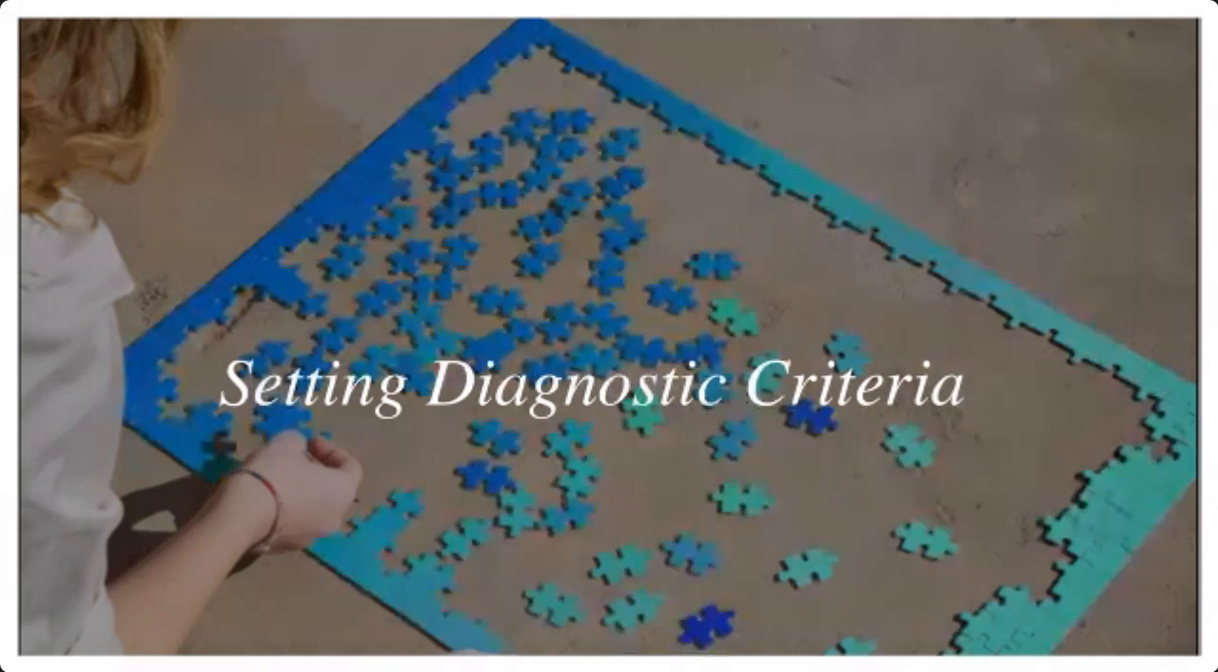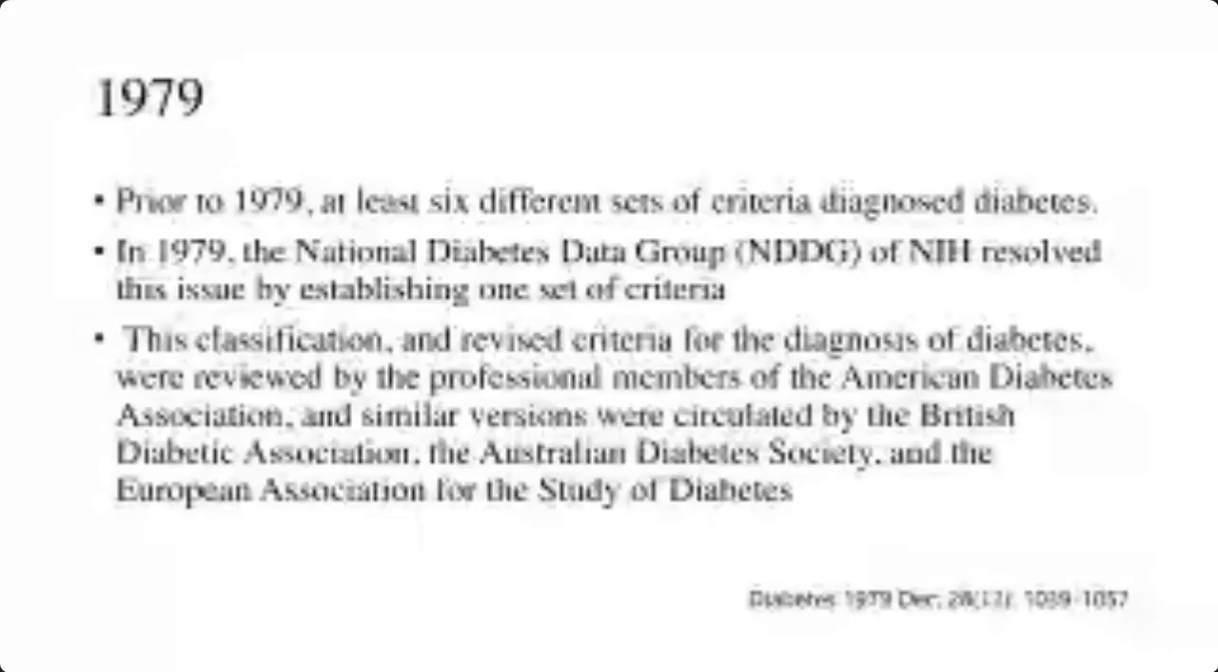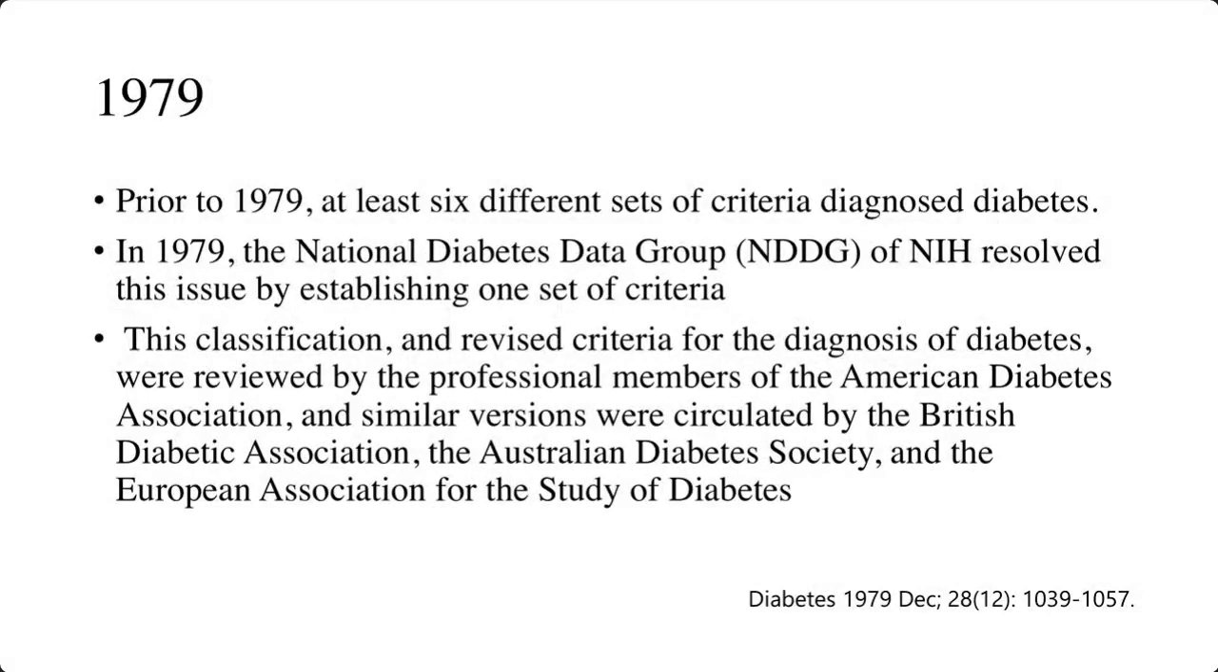So where is the diagnostic criteria from all of this? Actually, the NIH discovered that before 1979, there were at least 6 sets of criteria to diagnose diabetes. So there was no unifying criteria to diagnose diabetes. So the NIH formed a group called the National Diabetes Data Group, and they formed a criteria and circulated it to the British Diabetic Association, the Australian Diabetes Society, and the European Association for the Study of Diabetes.